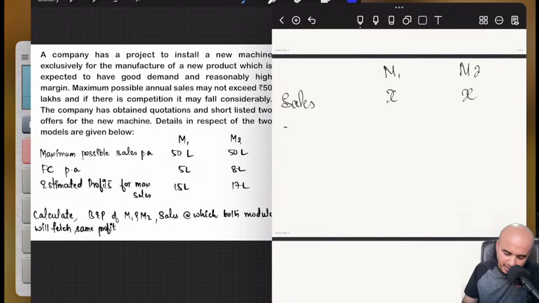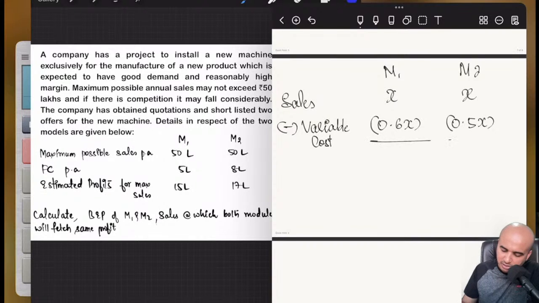Okay, minus variable cost. We have earlier identified the percentage of variable cost, that is 60% in case of M1 and 50% in case of M2. So variable cost would be X into 60%, or I can also say 0.6x. Here it will be X into 50%, or 0.5x. So this gives us the contribution. Contribution would be 1 minus 0.6, that will be 0.4x, and 1 minus 0.5, that would be 0.5x.